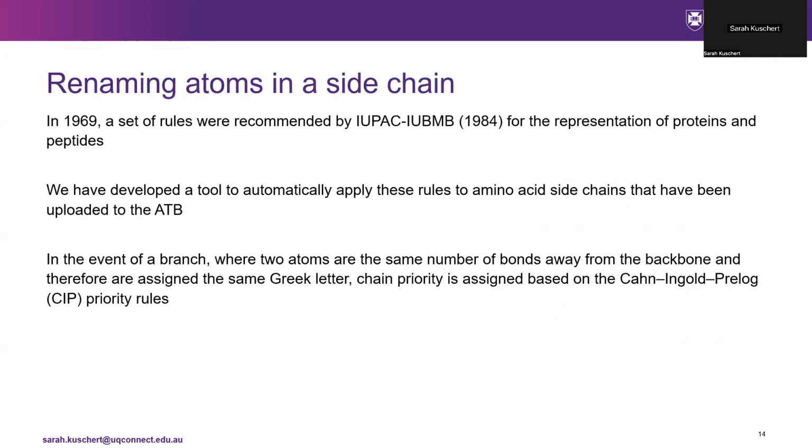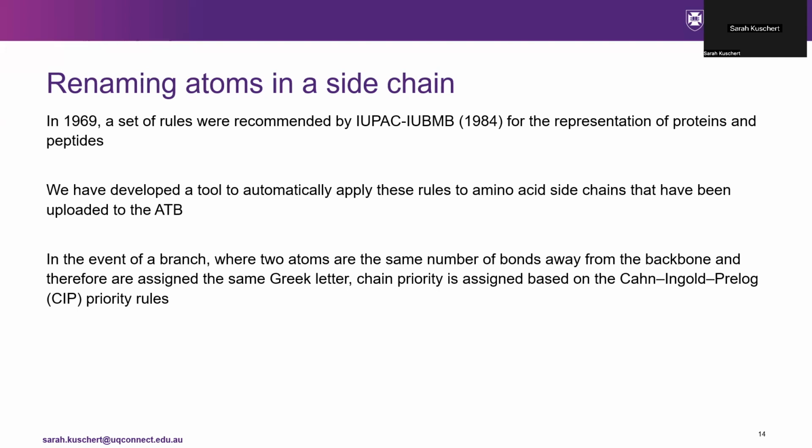So in NMR, it's incredibly important for amino acids to have their side chain atoms named appropriately. In 1969, a set of rules were recommended by IUPAC for the representation of proteins and peptides. What we developed is a tool that automatically applies these rules to amino acid side chains that have been uploaded to the ATB. As a subset of this tool, if a branch occurs in an amino acid side chain, the two atoms have chain priority assigned to them based on CIP priority rules, and I'll outline what those are now.